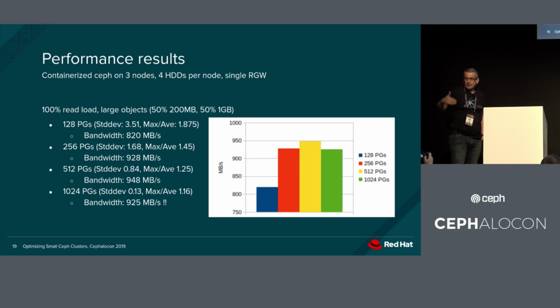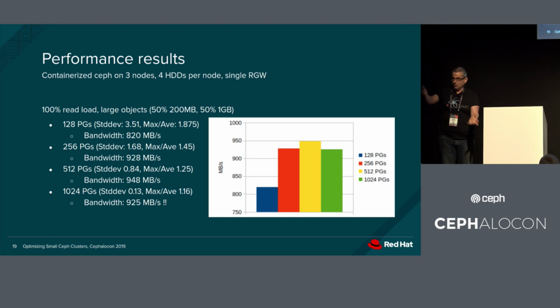But I can tell you that from previous experiences, I knew that the number that I want to get is around 1,300 megabytes per second from this system. Between 1,300 and 1,400, that's what I got from bare metal, and this was a containerized environment. And something bad happened here.